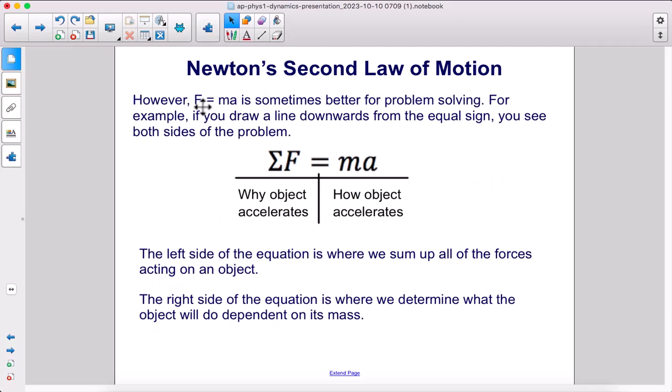However, using F equals ma is sometimes better for problem solving. For example, if you draw a line downwards from the equal sign, you can see both sides of the problem. The left side of the equation is where we sum up all the forces acting on an object, which is why the object accelerates. The right side of the equation is where we determine what the object will do dependent on its mass. So this will show us how the object accelerates.